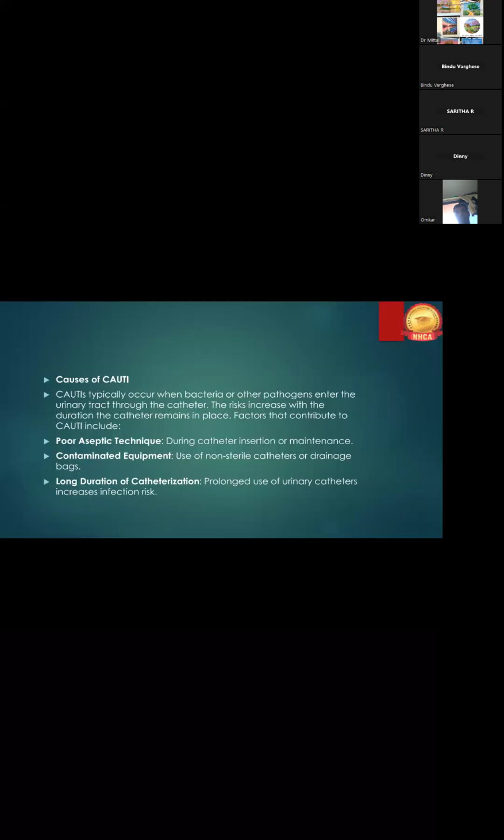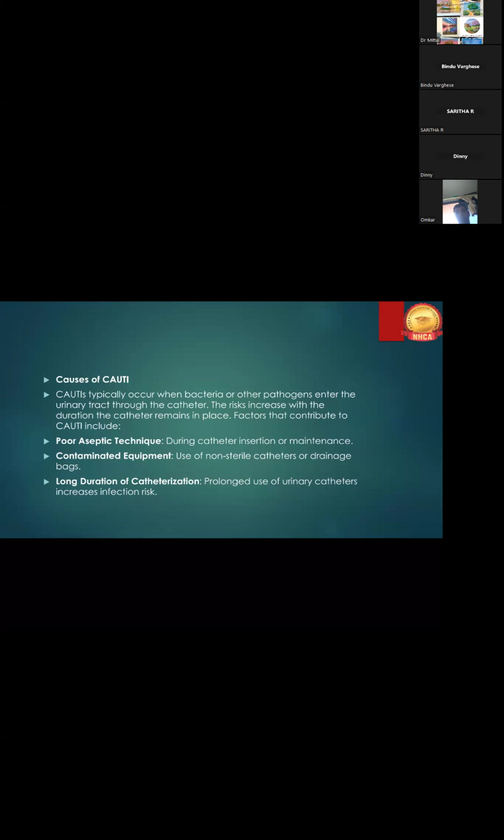Now, what are some of the causes of CAUTI? CAUTIs typically occur when bacteria or other pathogens enter the urinary tract through the catheter. The risk increases with the duration the catheter remains in place. Factors that contribute to CAUTI include poor aseptic techniques, contaminated equipment, and long duration of catheterization.